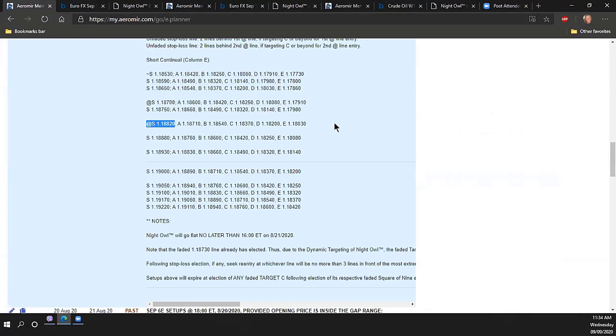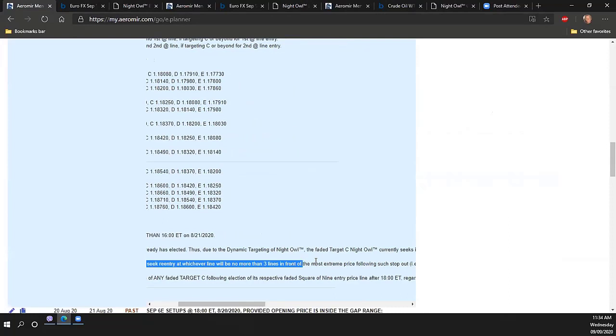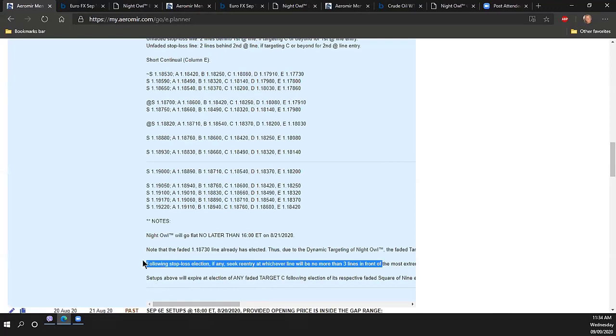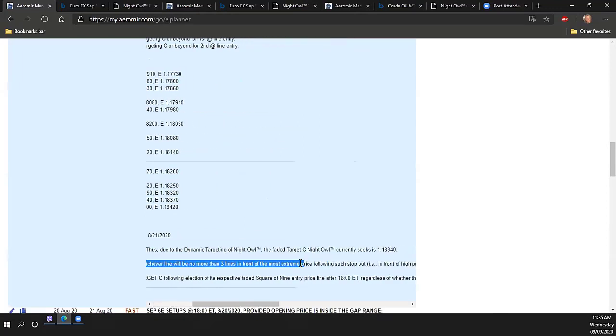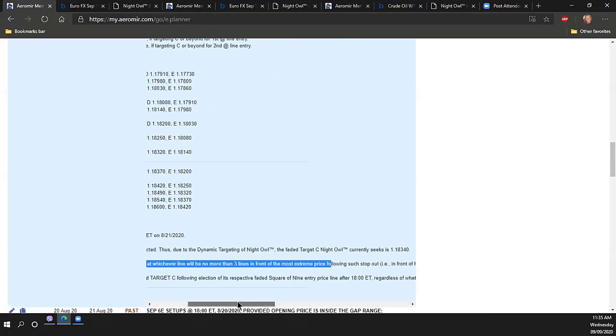So if you get stopped out following a stop loss election, seek your re-entry no more than 3 lines in front of the extreme price. That's what it says over there to the right. There, over here. Nuts. Technology frustrates me. As Tom knows, I'm always complaining about technology.